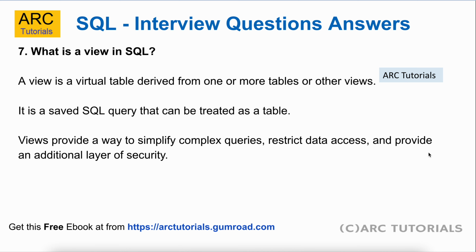What is a view in SQL? A view is a virtual table derived from one or more tables or other views. It is a saved SQL query that can be treated as a table. Views provide a way to simplify complex queries, restrict data access, and provide an additional layer of security. You can also say that a view is nothing but a virtual snapshot of a table at any given point of time.